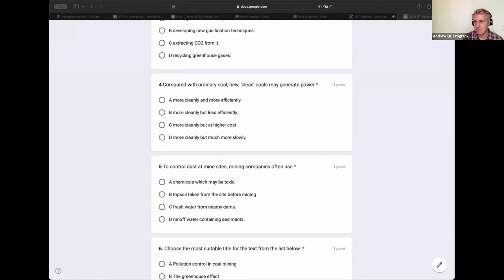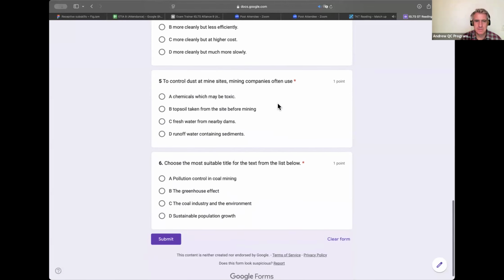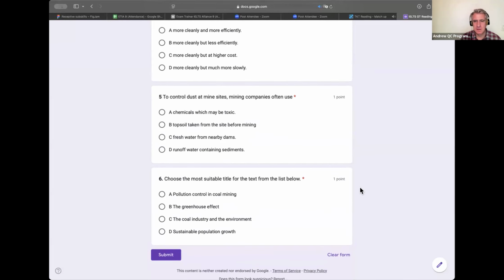And number 5. Now, there could be a grammatical change here. Maybe changing from the active to the passive. What do you think? Could be something like dust can be... we don't have to use control. It could be reduced.